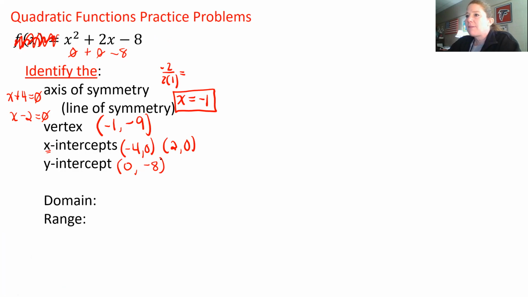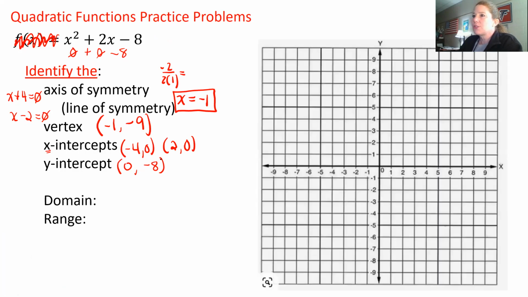All right, so let's graph it, and then we'll talk about the domain and range. So we are going to graph these 5 points right here. Our vertex is negative 1, negative 9. Our x-intercepts are negative 4, 0, and 2, 0. And then our y-intercept is 0, negative 8. So we have a parabola that opens upward. Looks like this.